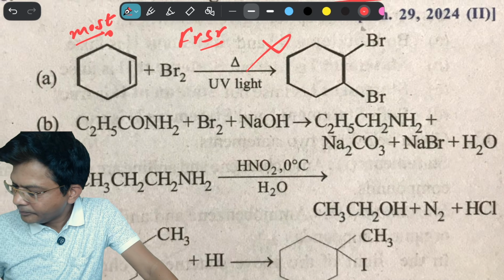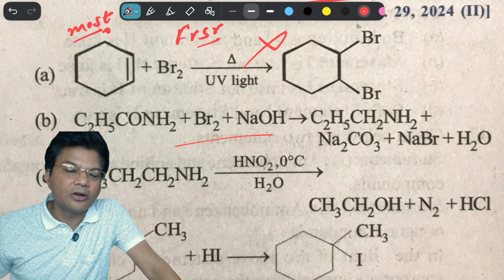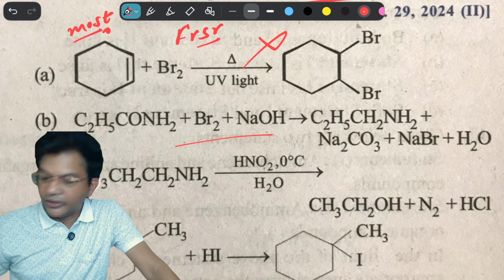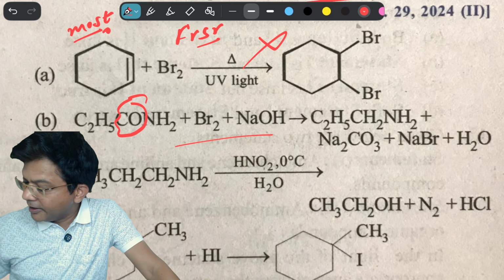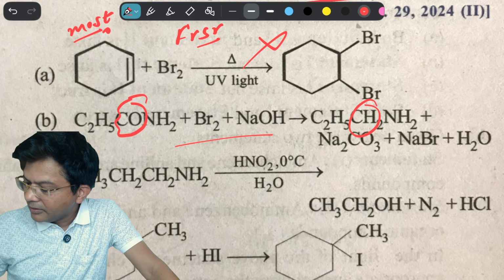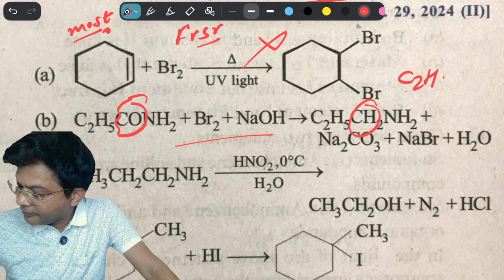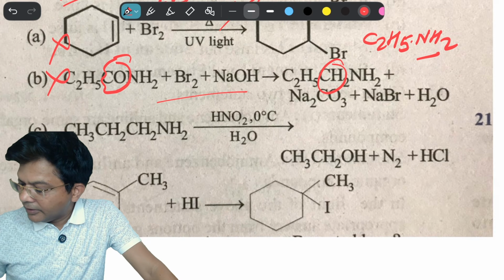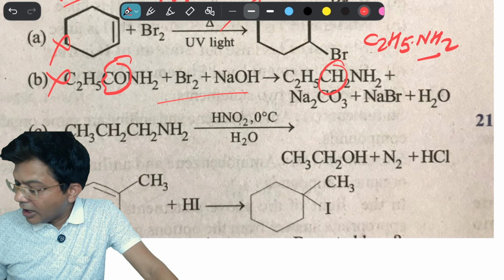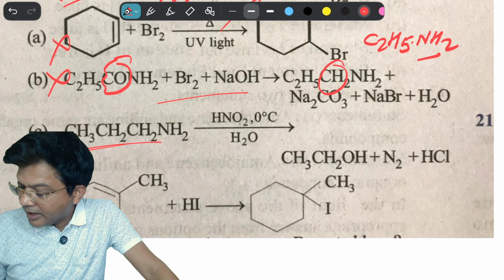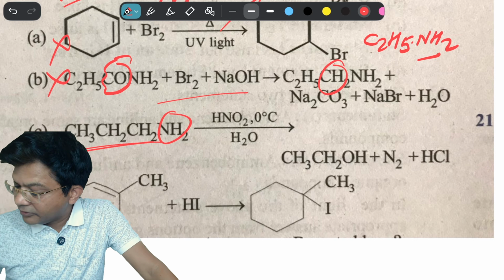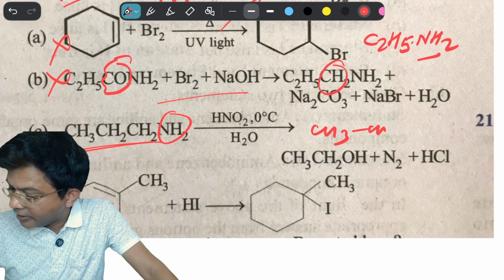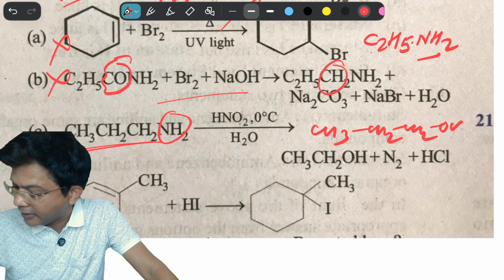Now second, this is your Hoffman bromamide degradation. Just to remove this CO and form NH2. Now one carbon is extra. One CO is gone, so the answer would have been C2H5NH2. So this is also wrong. Now third one, it is an aliphatic amine. Remove NH2 and put OH. Now see, there are three carbons, we have to remove NH2 and put OH. This is also wrong. So here the product would have been CH3CH2CH2OH. All three are wrong.